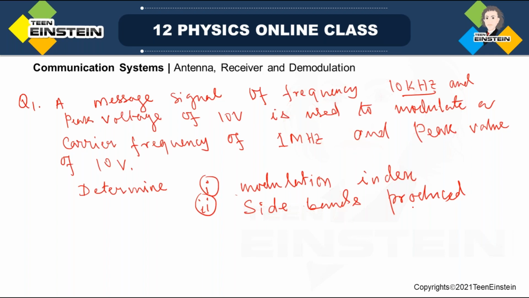Okay, so you have to find out what is the modulation index. How do we define modulation index? Modulation index mu is defined as the amplitude of the message signal divided by the amplitude of the carrier signal. Here in this case both are 10 volt. So this is the part 1 answer. It will be 1.